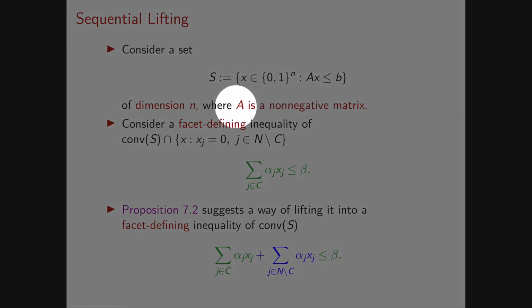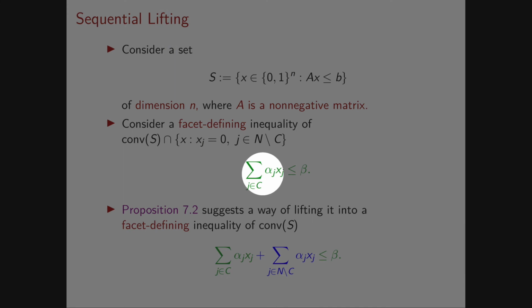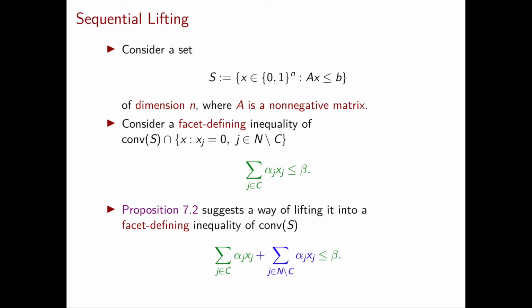Now assume that you have a facet defining inequality for conv k intersected xj equal to 0, not only for one variable, but for a bunch of variables, all the variables in n minus c. And assume that your inequality is exactly of the form sum of alpha j xj for j only in c less than or equal to beta. And this is exactly what we have in the case of minimal cover inequalities, as we saw essentially in the first slide of this section.